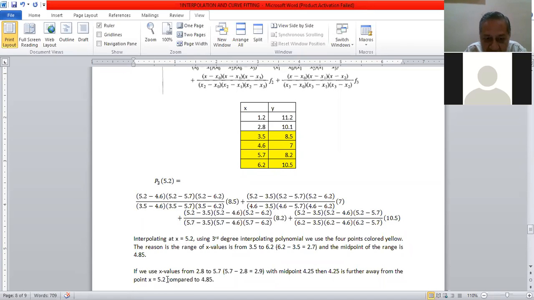5.2 is sorry 4.25 is too far away from 5.2.